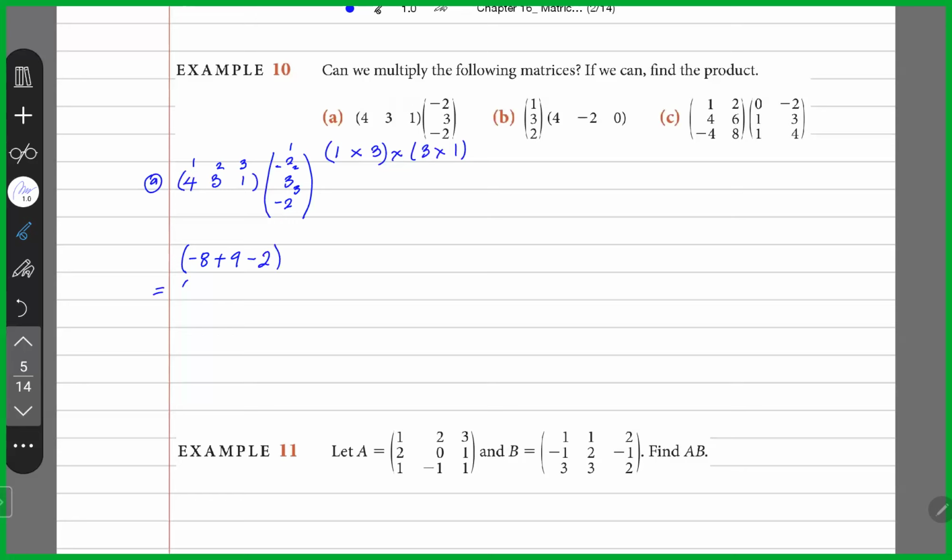So this is our answer. This is 1. -8 plus 9 is 1. 1 minus 2 is -1. The answer is -1.